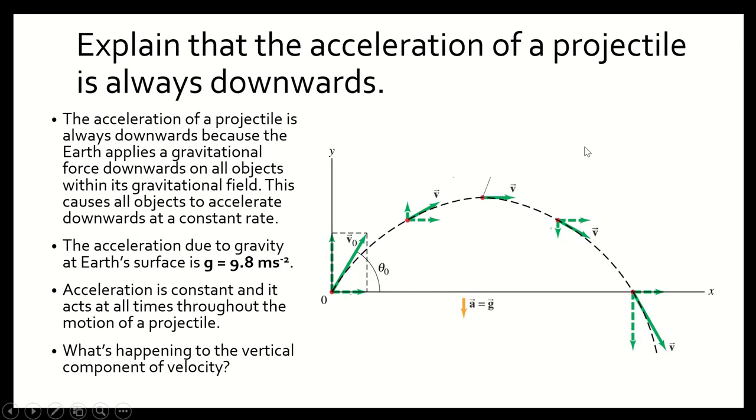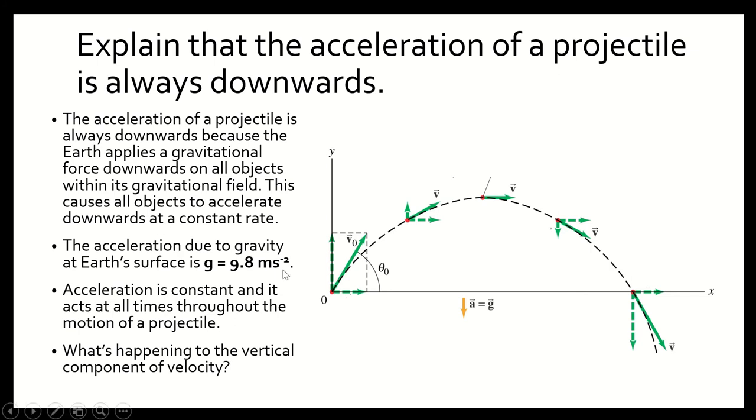So, first things first, acceleration of a projectile is always downwards. So acceleration is 9.8 meters per second downwards, and it's constant. Okay, the reason why it is constant is that the Earth applies a gravitational force downwards on all objects inside its gravitational field. And this causes objects to be accelerated downwards, because when a force is applied to a mass, it accelerates in the direction of the force, generally, the net force.